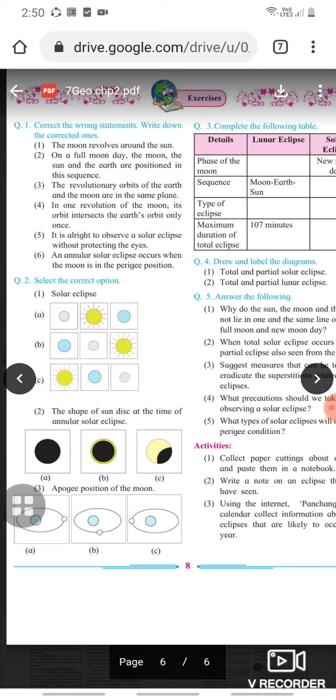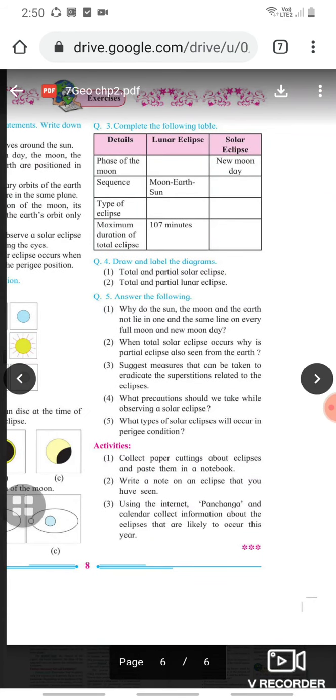Next question is the shape of sun disk at the time of annular solar eclipse. What is the shape of the sun? You have to find this. Third is apogee position of the moon. What is the apogee position of the moon? What is apogee position? You have to mark a tick on the right option.